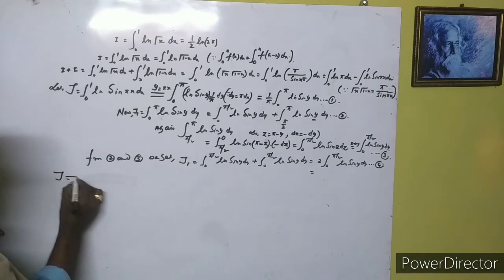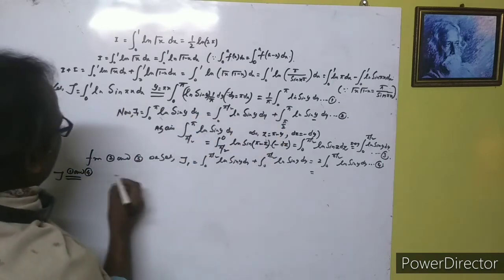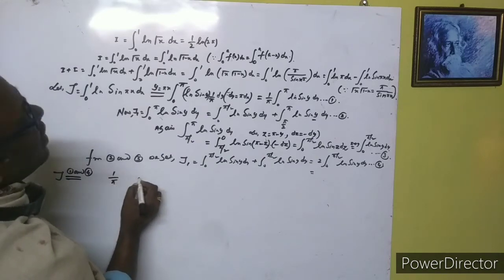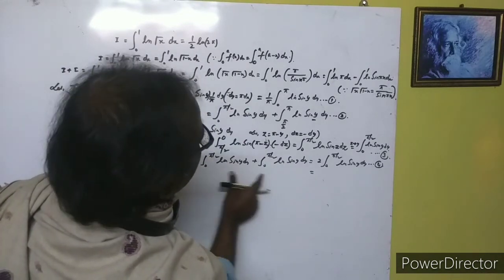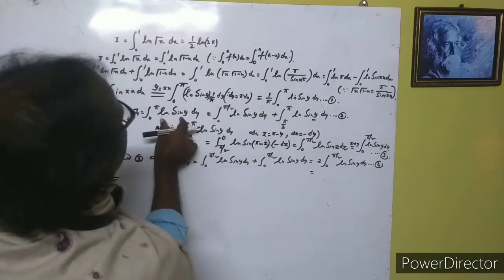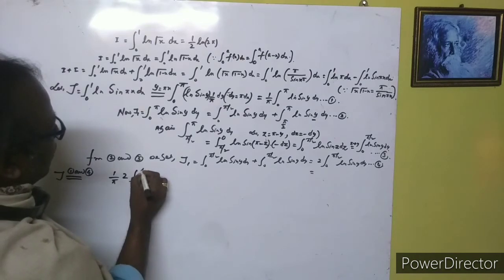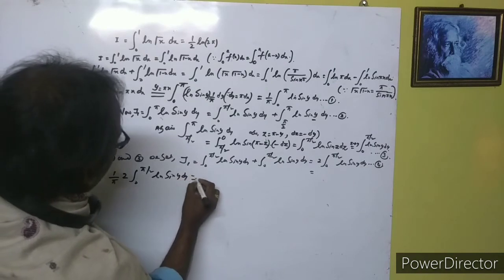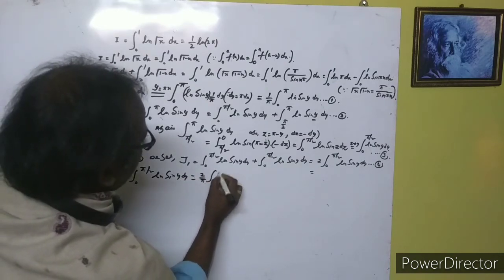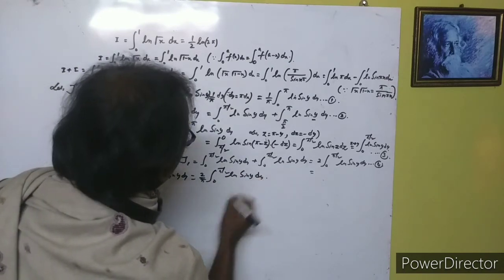This is j, y and 4, and that is equal to 1 by pi, and the value of that is this. This value is replaced here, so this is 2 times of integral 0 to pi by 2 ln sin y dy. 2 by pi, integral 0 to pi by 2 ln sin y dy here.